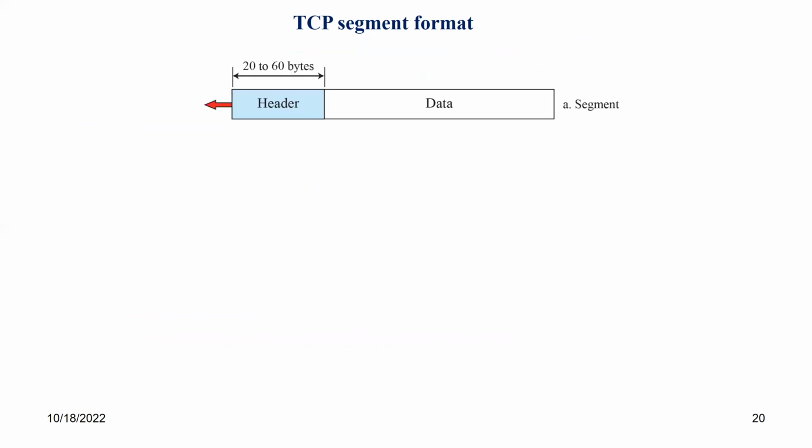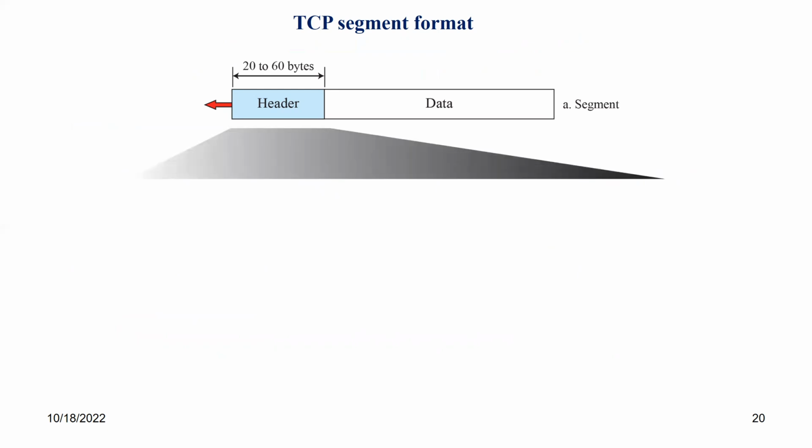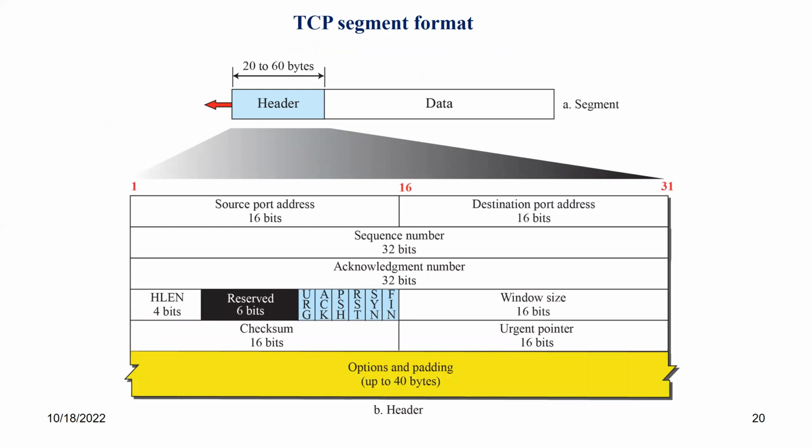These are the features. So what is the segment format? It has a header structure of 20 to 60 bytes, whereas UDP has a header structure of 8 bytes. In this 20 to 60 bytes, 20 bytes are always used, and the remaining 40 bytes, up to 60, are the optional part whenever it is required.